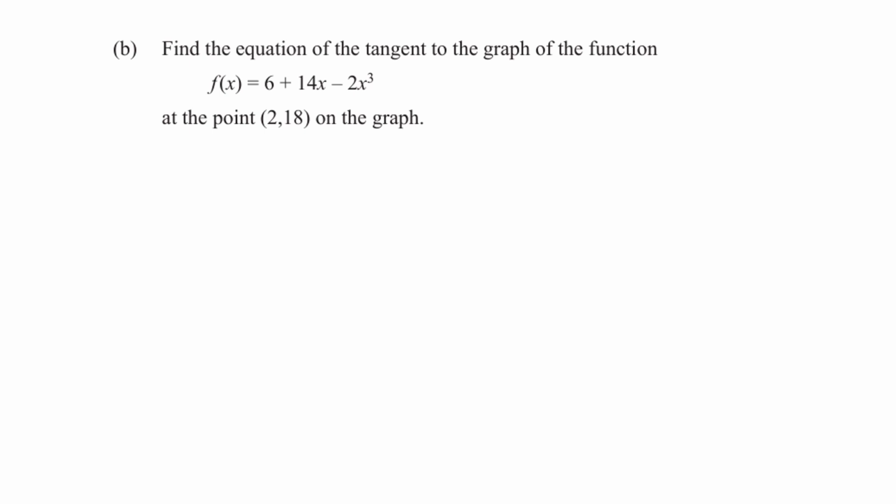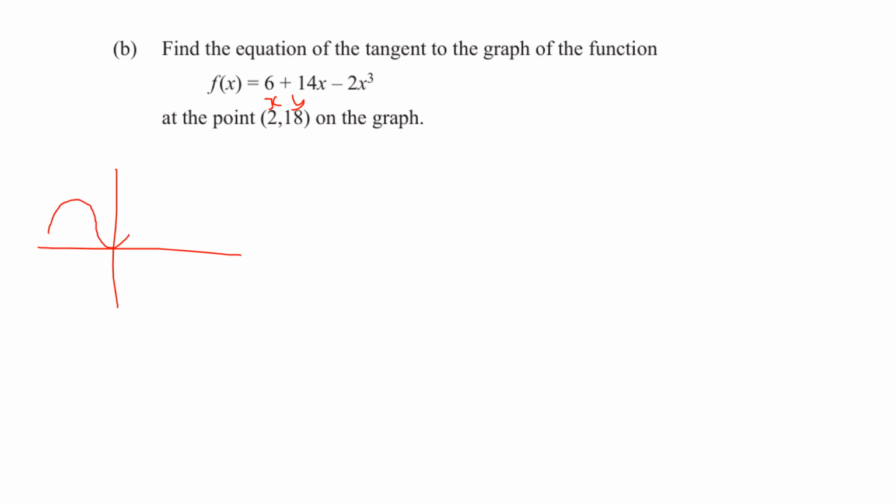tangent for the graph. Find the equation of the tangent to the graph of the function f(x) = 6 + 14x - 2x³ at the point (2, 18). So we know this is our x coordinate already, right? This is our x and this is our y. Simple, right? And we want to, like I said before, we have our graph, our cubic graph.